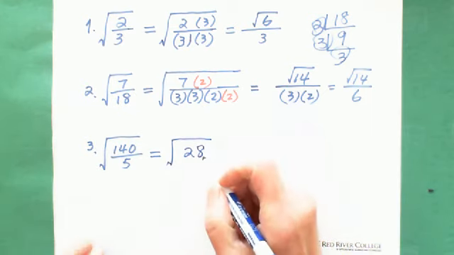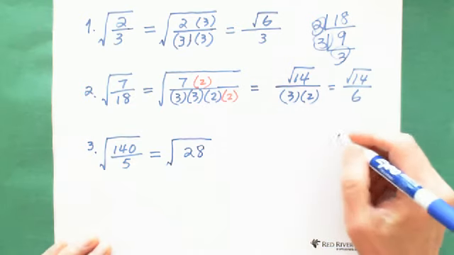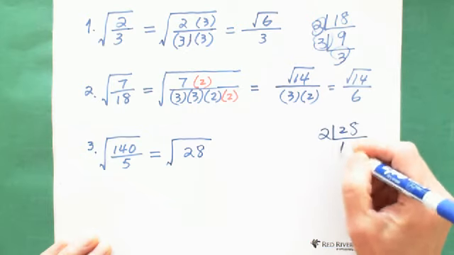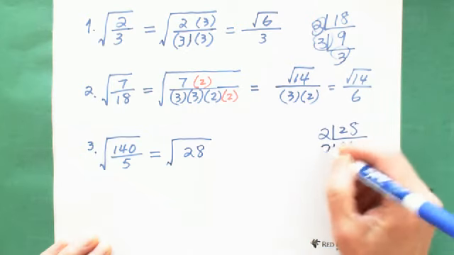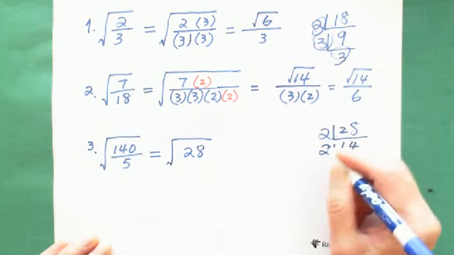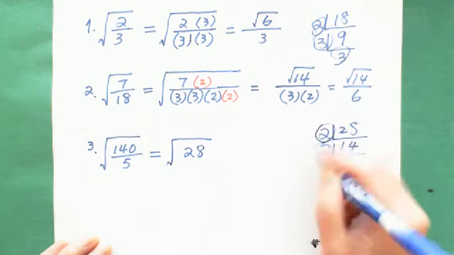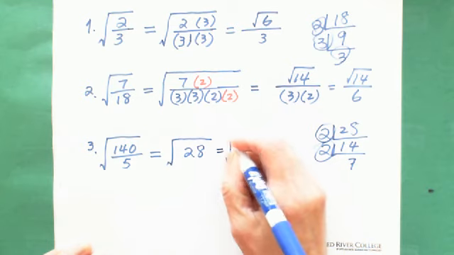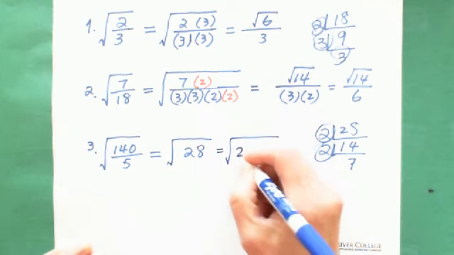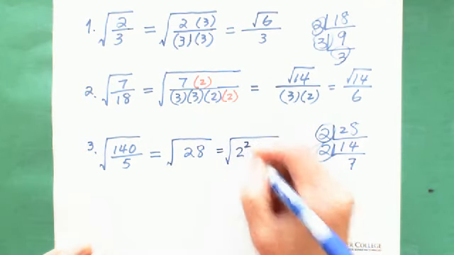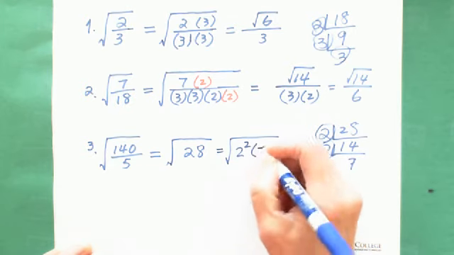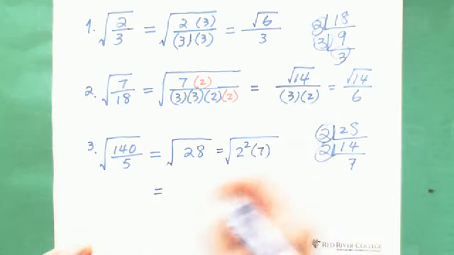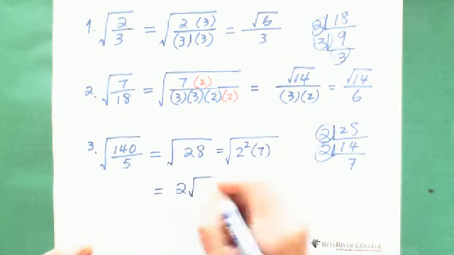So we have the square root of 28. We can factor it out: divided by 2 is 14, divided by 2 is 7. So we have a pair of 2. We can write this as 2 squared times 7. So the 2 can move outside the radical, becoming 2 square root 7.